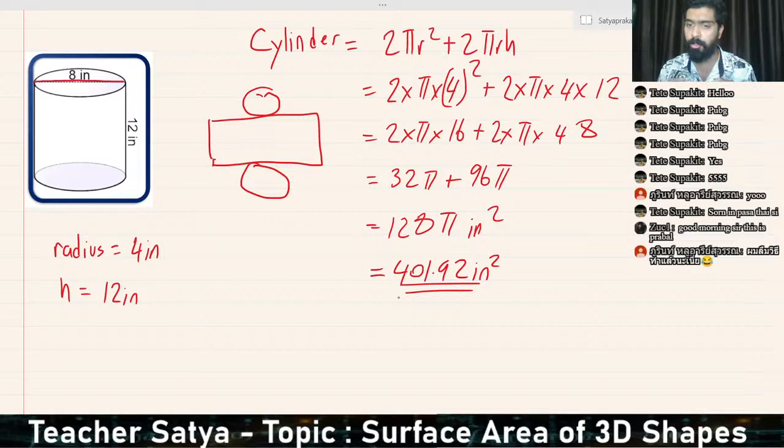Alright, guys, so make sure you do not forget a unit, because it's very important, right? If, instead of inch square, you write inch cube or just inch, it will be different.